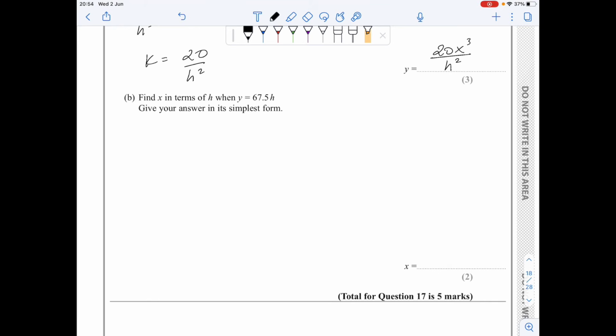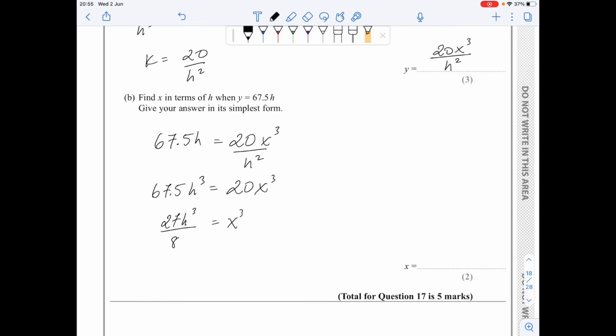Then in part B, I'm given the value of y, so 67.5h equals 20x cubed over h squared. Let's cross multiply. 67.5h cubed equals 20x cubed. Let's divide by 20. That's 27h cubed over 8 equals 2x cubed. So x is the cube root of 27h cubed over 8, and this will give me 3h over 2.